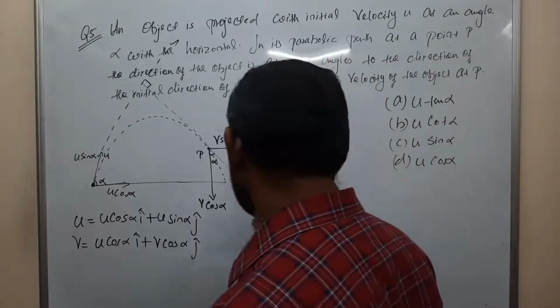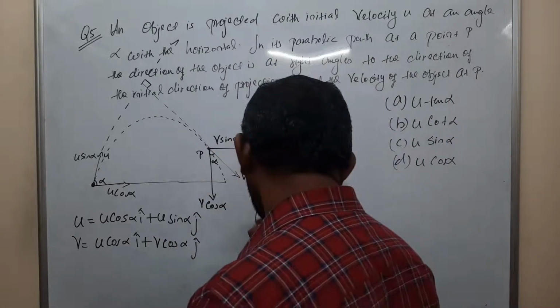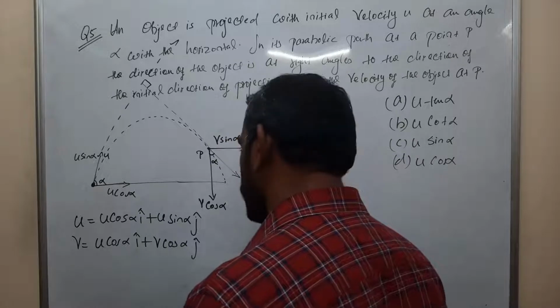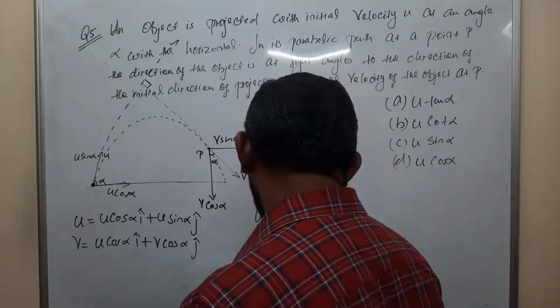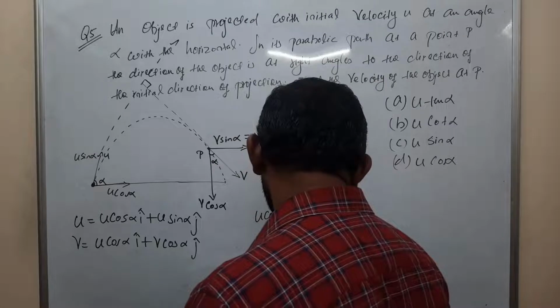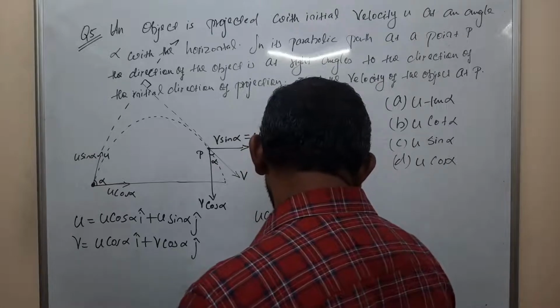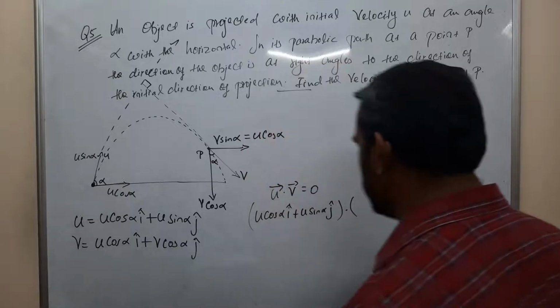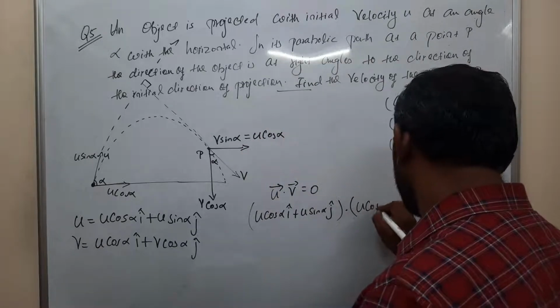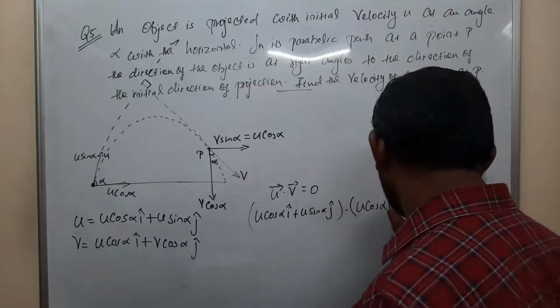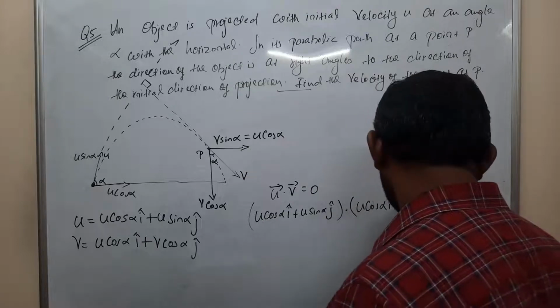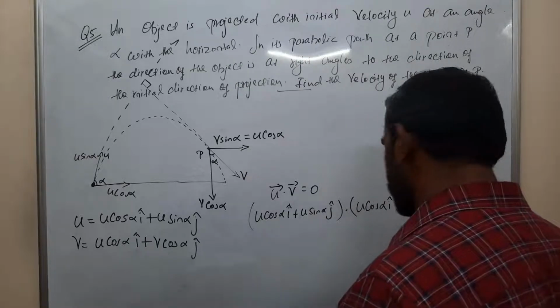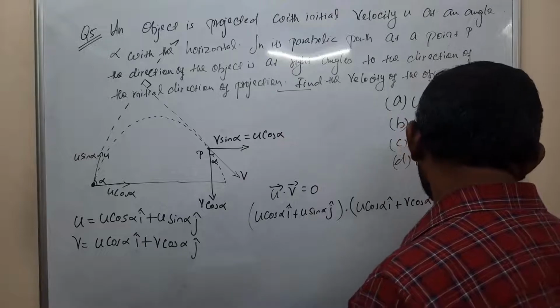So what is u vector? U cos alpha into i cap plus u sin alpha into j cap. So dot, what is v vector? U cos alpha into i cap minus v cos alpha into j cap is equal to 0.